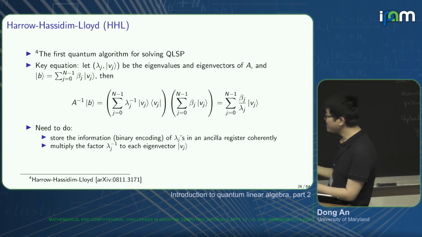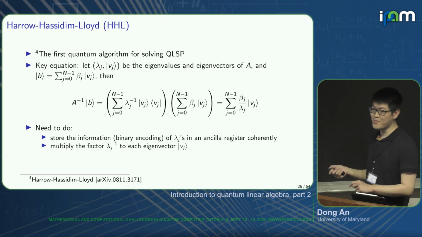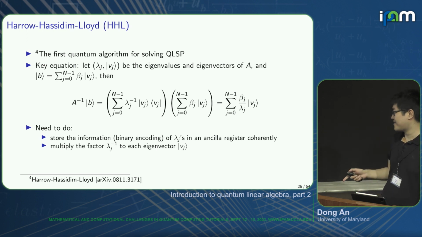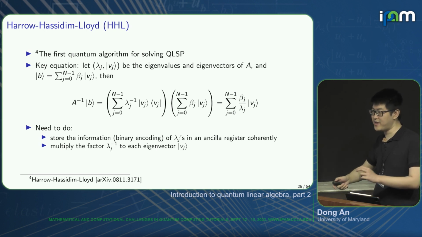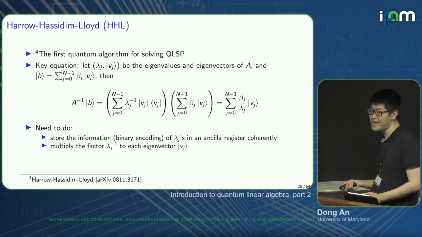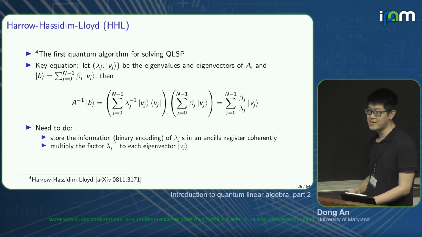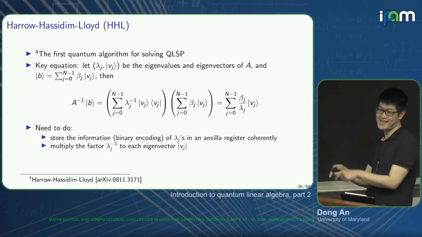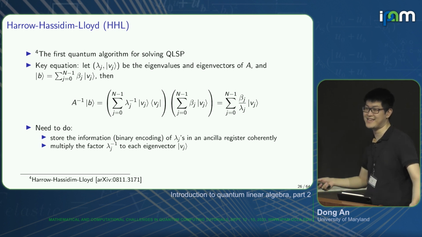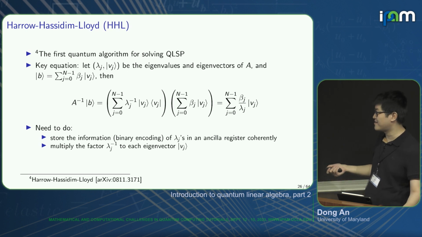Let's see what we need to implement this equation. Because we only need to compute this lambda inverse, we need two subroutines or operations. First, we need to get the information of lambda. That is, if we are given an eigenstate vj, we need to know some information of lambda j using some quantum subroutine efficiently. Do you still remember what this is? I think you heard that yesterday from Yu's tutorial. It is exactly the phase estimation algorithm, or some kind of eigenvalue problem.